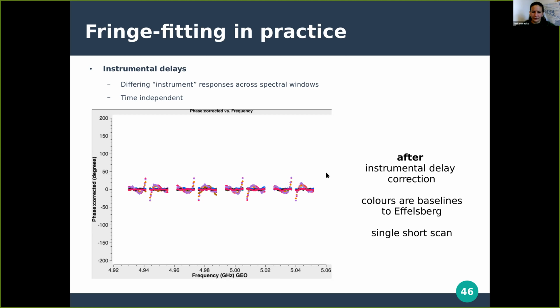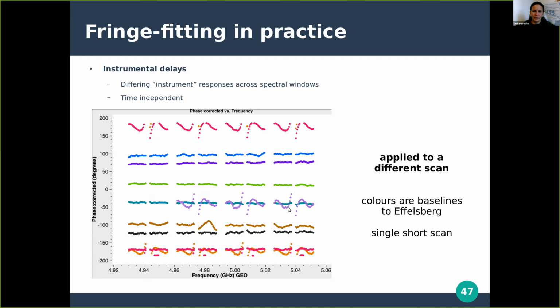So the colors again are baselines to Effelsberg, and you can see that all of your phases are now pretty flat. There's maybe 1 or 2 antennas that are having some issues, but they're pretty flat at 0. So this was only on a single short scan, on a calibrator source, so we transfer that to all of the rest of our sources. So this instrumental delay is generally done on your primary calibrator, and then you'll transfer it to your secondary calibrator and your target source.